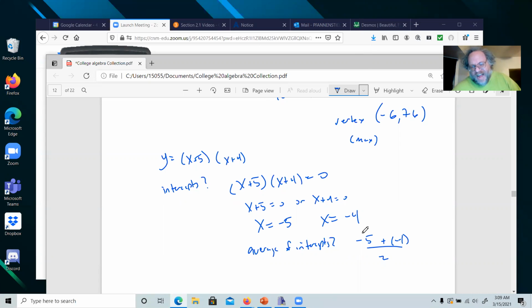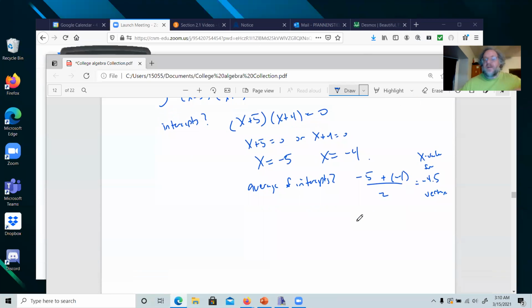Okay. We were taking an average of intercepts. Sorry about that. And the average of my intercepts, right? The average of negative 4 and negative 5, right? is negative 4.5. That's your x value for your vertex. Okay, let's type it in.